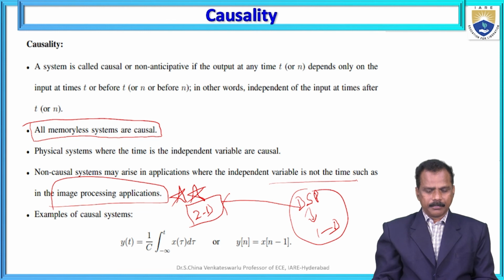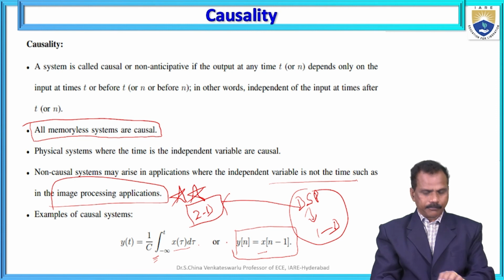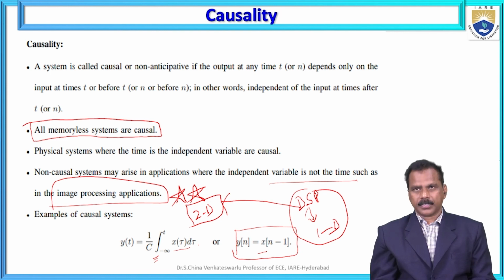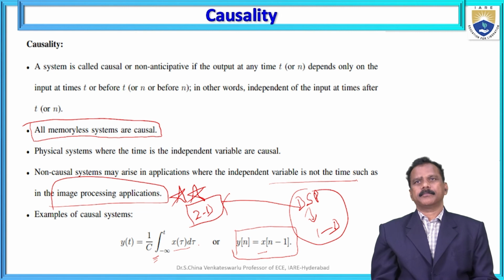For example, of a causal system, y of t is equal to the integral from minus infinity to t of x of tau d tau, or y of n is equal to x of n minus 1. Like this, for the causal system, we can decide how it varies and how it is affected under different applications, and determine whether the system is causal or non-anticipative.